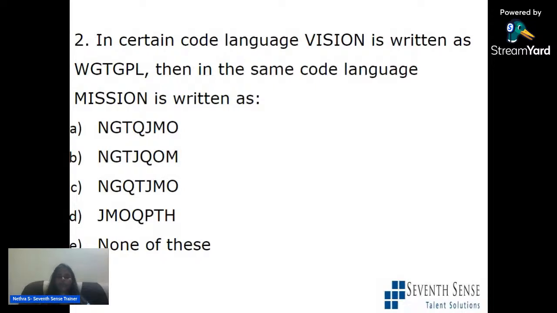We'll see the proper explanation for this. Many of them selected option E, A, and C also, I guess. So we'll check with D first. Or do you want the direct explanation with the correct answer? We'll see the explanation, then you'll understand. The correct answer for the second question is option A. That is, mission is written as NGTQJMO. So how is it possible? We'll see the explanation.